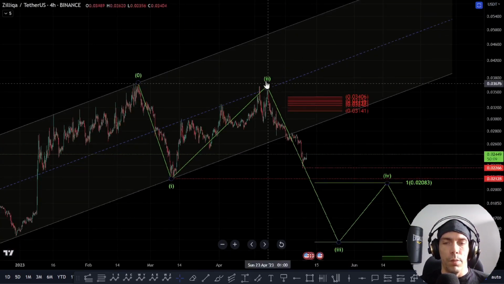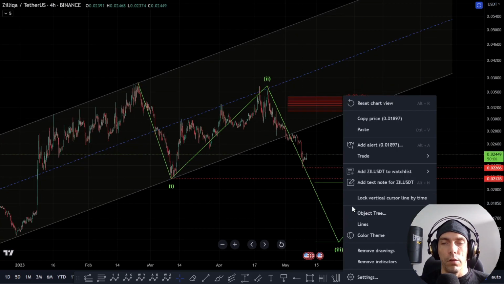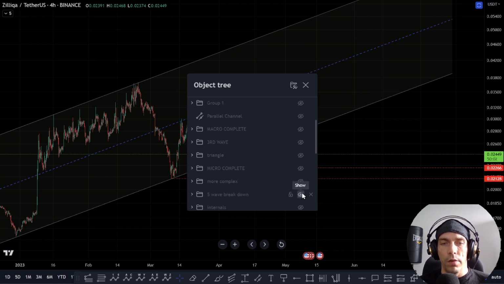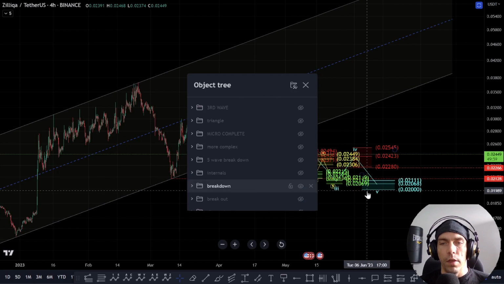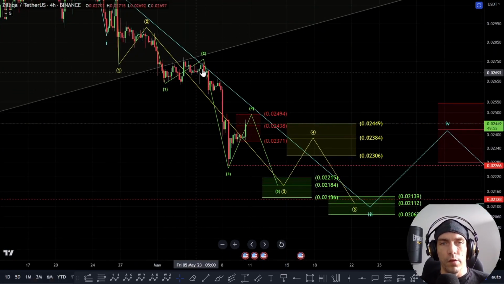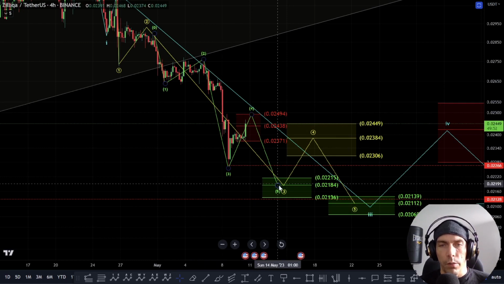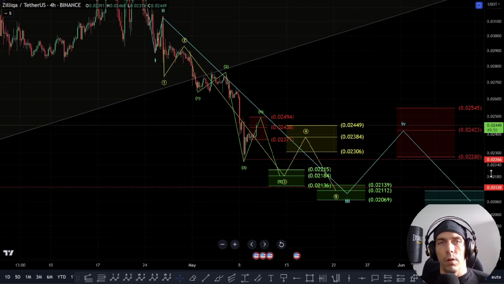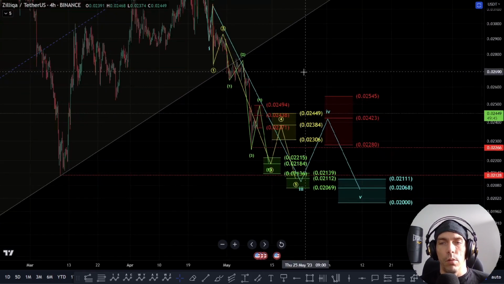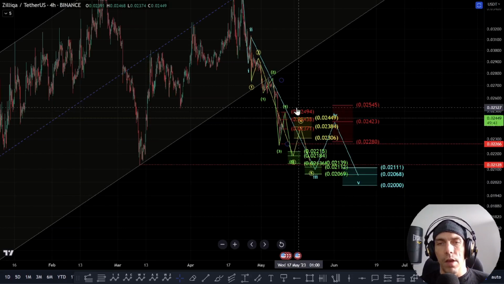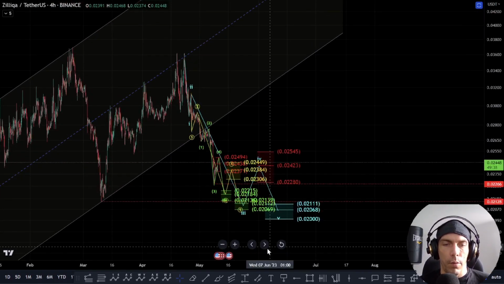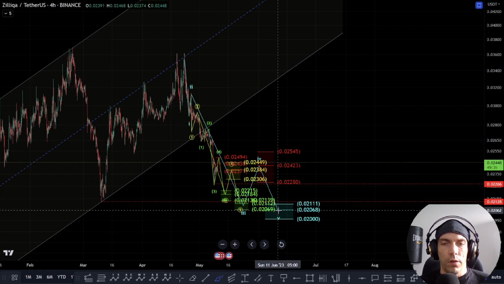Otherwise, I would still be anticipating the fact that we could actually start to just carry on breaking down here until proven otherwise. I'm still looking at the possibility that this is the preferred count at the moment, where this is a 1, 2, 3, looking for a 4 and a 5. From there, we'll have to obviously wait and see if we get these additional legs. And then from that point, we'll have to see whether we turn around or whether we actually start to extend out more here.